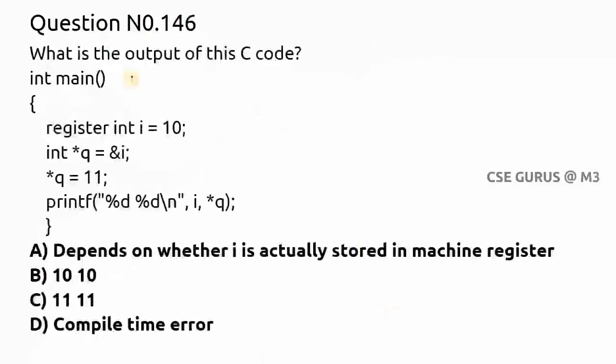Coming to question number 146. Here in int main, register int i equals 10 is taken. So what is this register int? There are 4 storage classes: auto is there, register is there, static is there, then extern is there. So among these, here it is using register int.